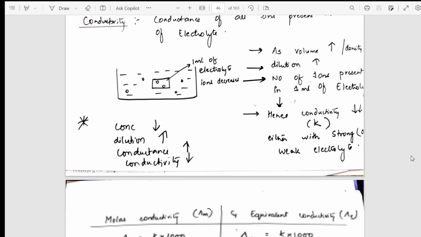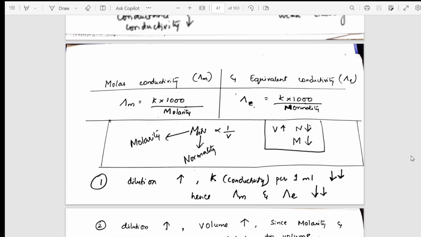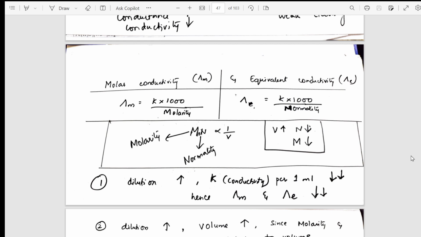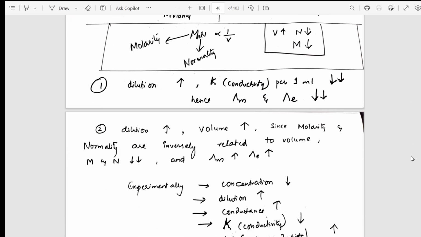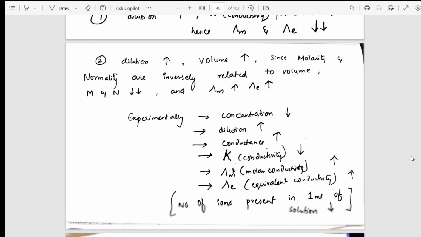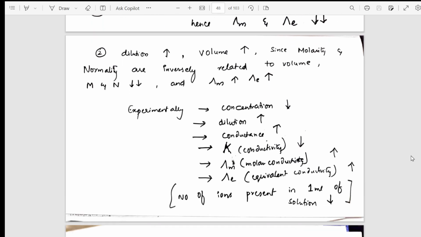Now from there, gradually we will go into a concept of molar conductivity in this page. I have related this molar conductivity to the dilution factor. They will ask you this concept, students, very important. Experimentally, when dilution is increasing, volume increases. Since molarity and normality are inversely related to volume, I have given you a concept here. What happens to the molarity, normality, molar conductivity, and equivalent conductivity also. The whole concept is covered in this sheet. Okay, write it carefully. And any doubts, please ask me in the comment section.